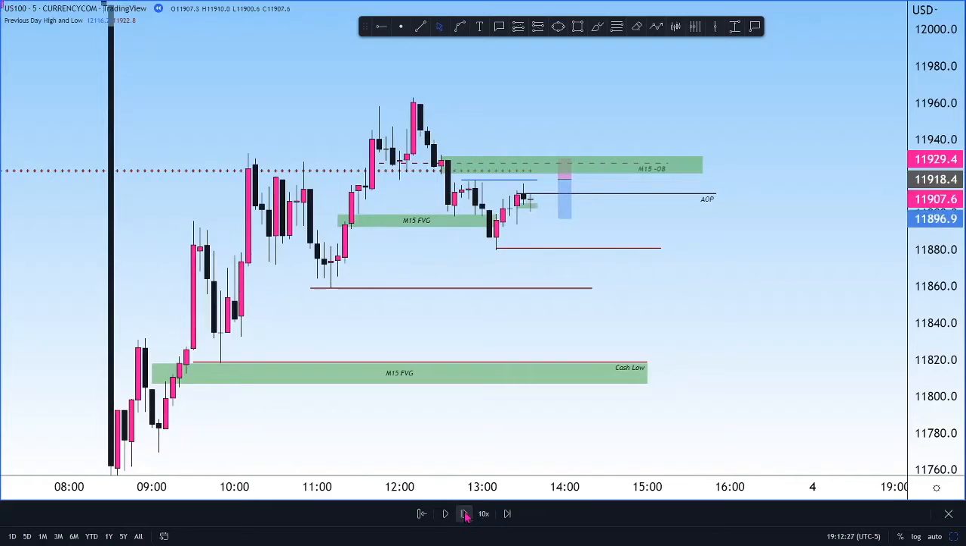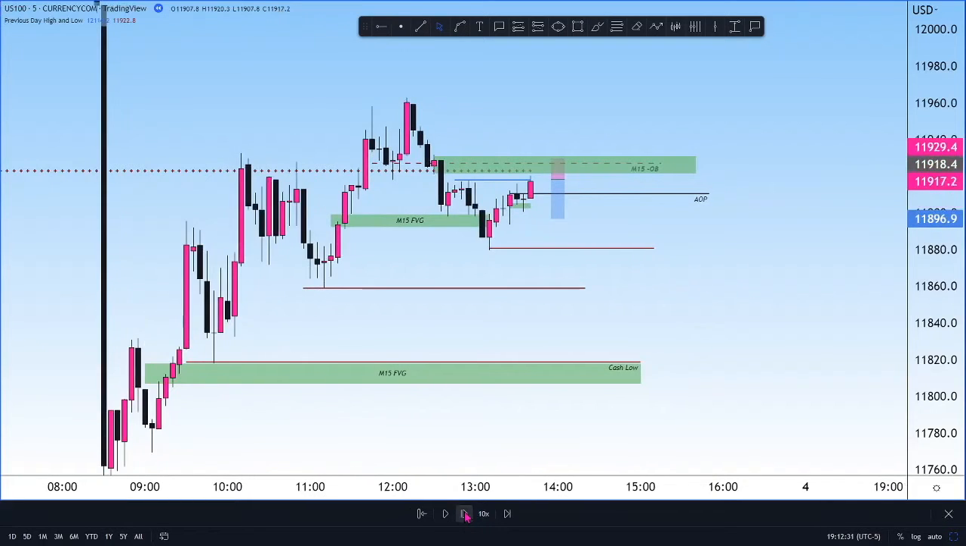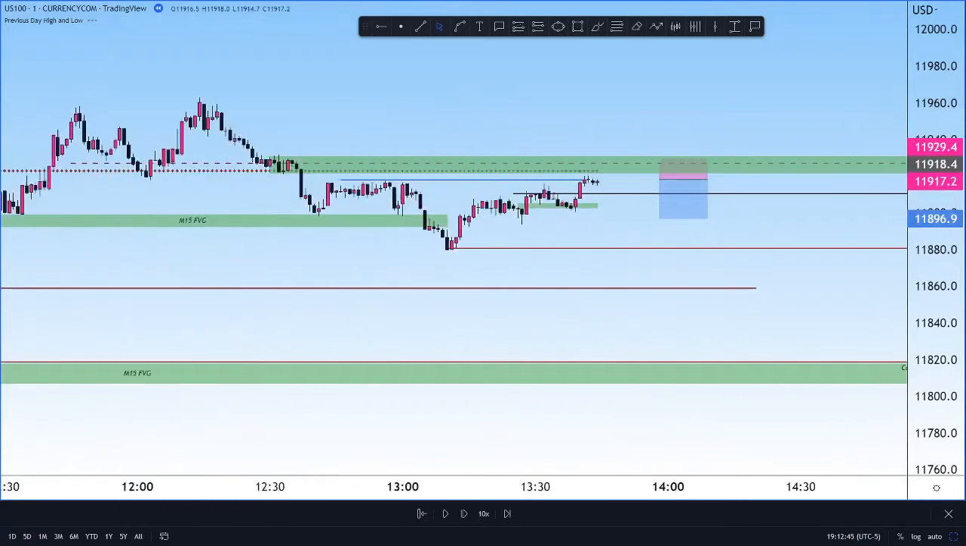And then we had the afternoon opening price. And then we had this 3 candle formation here. And I was a little bit nervous because I was like, well, this looks like it's going to take us back up into trend to take out these highs above 11,960. So let's go down to the 1 minute time frame.